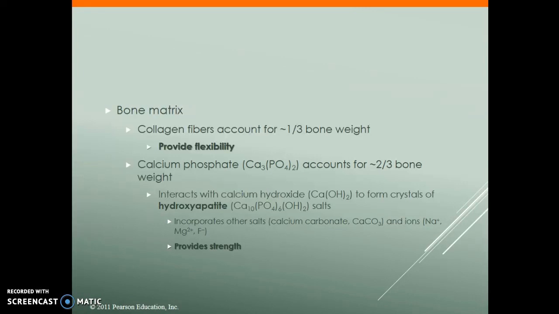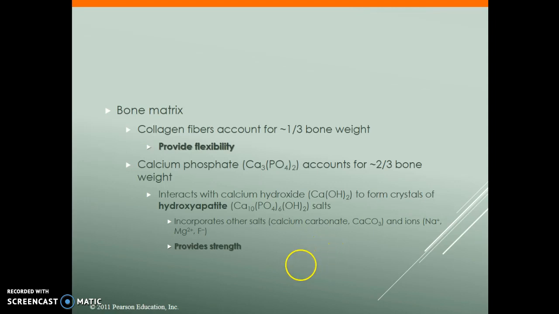Bone matrix is a combination of the calcium salts and collagen, a protein. The collagen provides about a third of the bone weight and gives the bone resilience and flexibility. The calcium provides strength, so you can step down with a lot of weight on your bone and the bone won't break because it's strong, but without the collagen fibers it would be brittle. So that allows it to bend a little bit and to absorb the impact of shock.